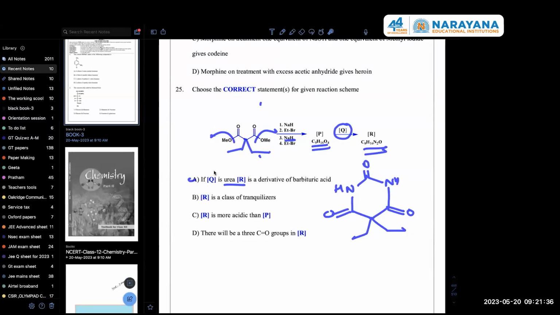Yes, Q, sir, should be urea, and this compound should be a derivative of barbituric acid, which is a class of tranquilizer. R is more acidic than P, which is R, this one. More acidic than P, yes, because this H can be acidic. So C can also be the answer. There will be 3 CO groups in R. Yes, D is also the correct answer. So answer is A, B, C, D all.